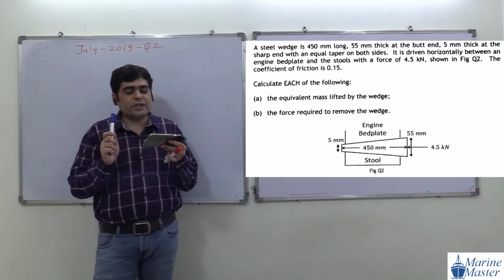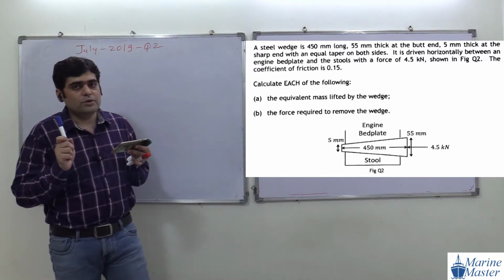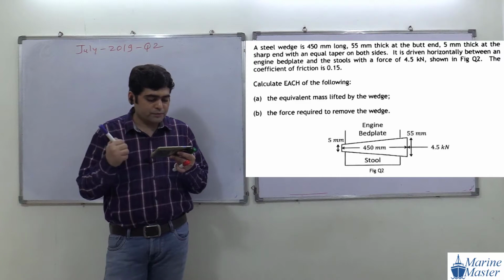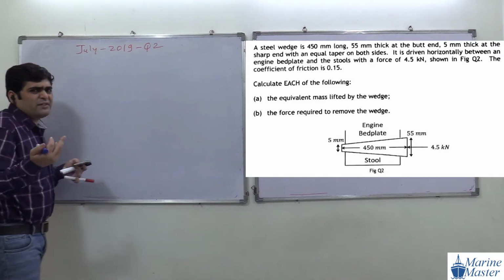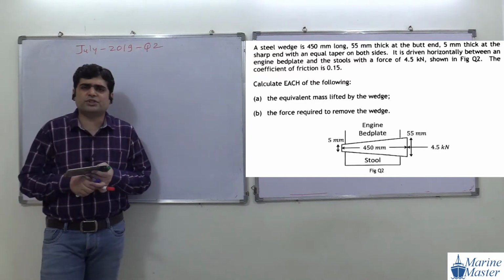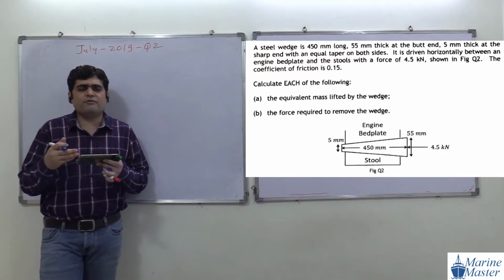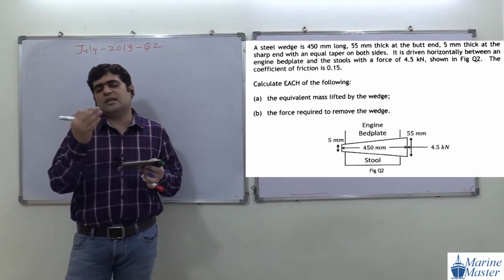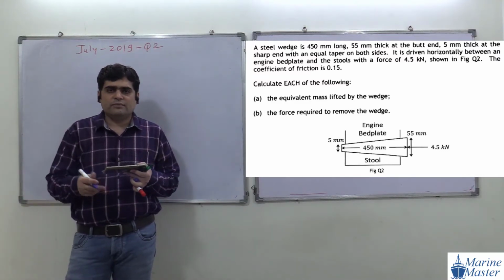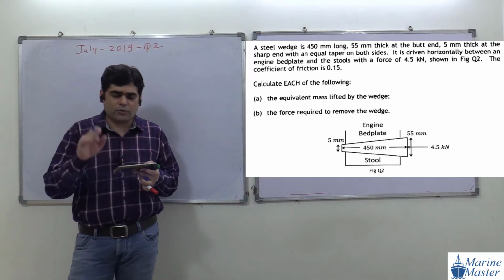The coefficient of friction is 0.15. Coefficient of friction is mu. Try to see the scenario here. Now this is also a very easy question, not that difficult, because till now we have solved 2 questions of wedges. This is the 3rd question. After that there will be one more question from a recent exam, that we are also going to see.